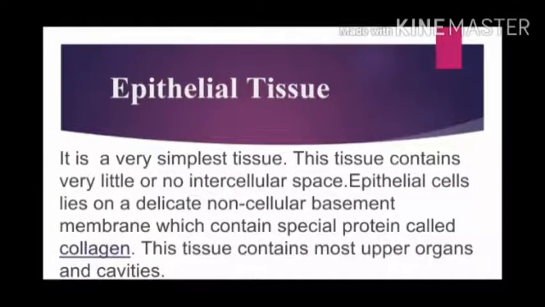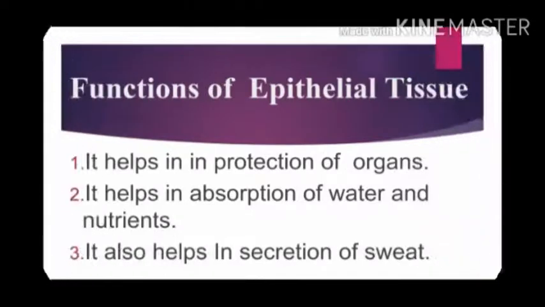Now we will briefly know about epithelial tissue. So students, what is epithelial tissue? It is a very simple tissue. This tissue contains very little or no intercellular space. Epithelial cells lie on a delicate non-cellular basement membrane which contains a special protein called collagen. This tissue covers most upper organs and cavities.